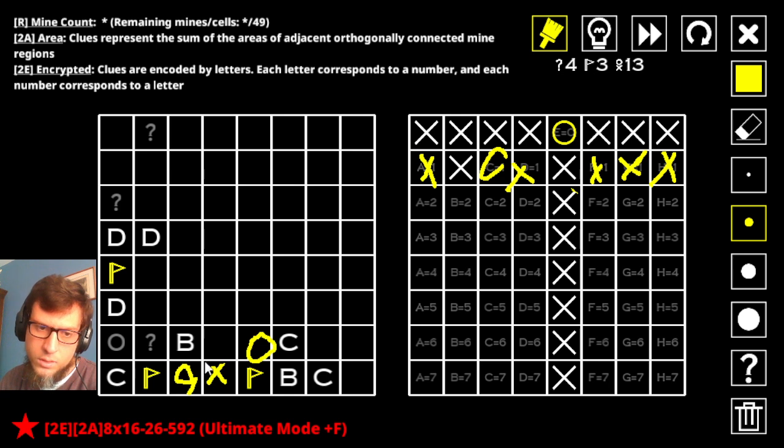And C is 1. Okay. That means B is at least 2, obviously. So is D, though, which means because of this, this has to be a mine then, which connects these up. Okay. I don't know, let's just mark it for now, see if we can get any overlaps or anything. That's not the right color to use for that.